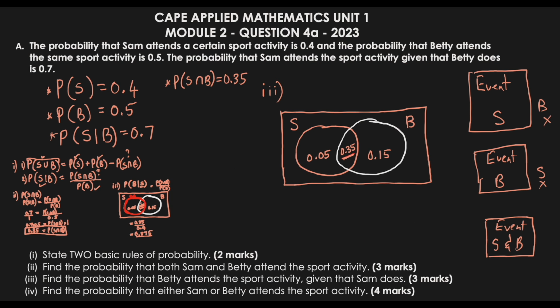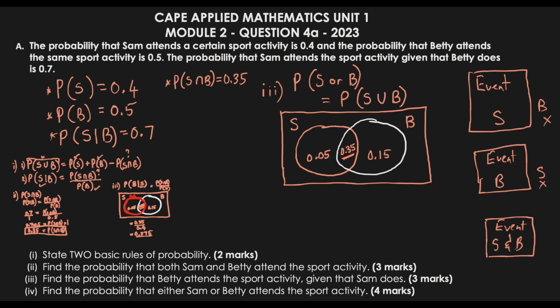Alright, so for this last question, it says find the probability that either Sam or Betty attends a sport activity. So we're looking at the probability of Sam going or Betty. Now how this is denoted in probability is like this. We have S, and this here symbolizes B, Betty. Now we had that formula earlier, so we could use our Venn diagram to help us answer this, which we worked on earlier, which would be the total of all of these here.